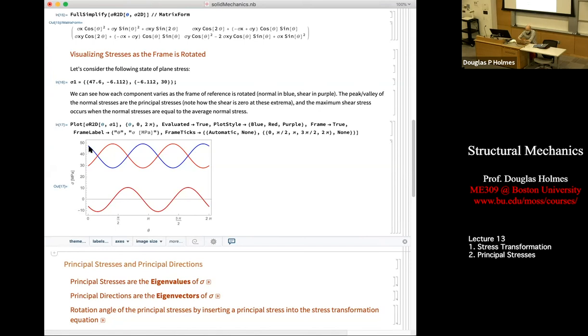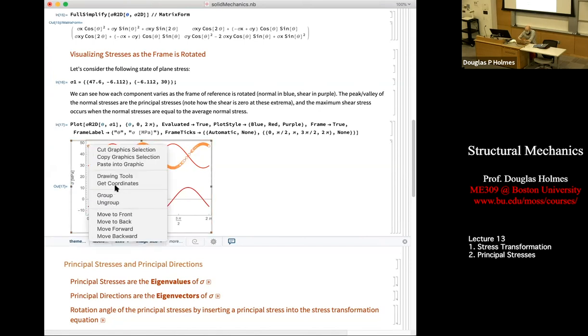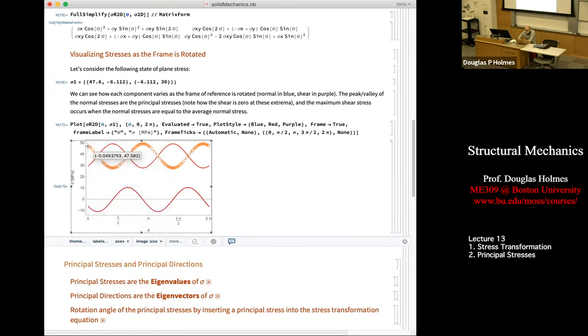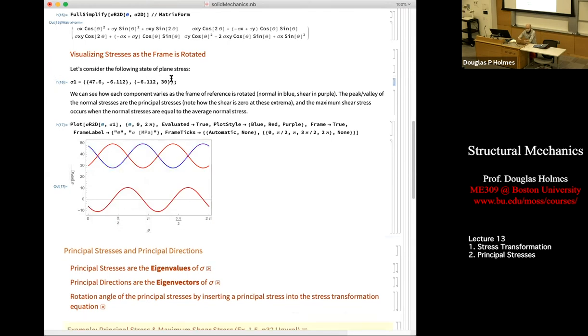So when the value of theta is 0, this one is, what is that? It's like 47.5, which is pretty close to what we put in. This is 29, basically 30. And this is negative 6-ish somewhere. Not actually at 0. Oh, there it is. Negative 6.12. So at theta equal to 0, we found our original stress states.